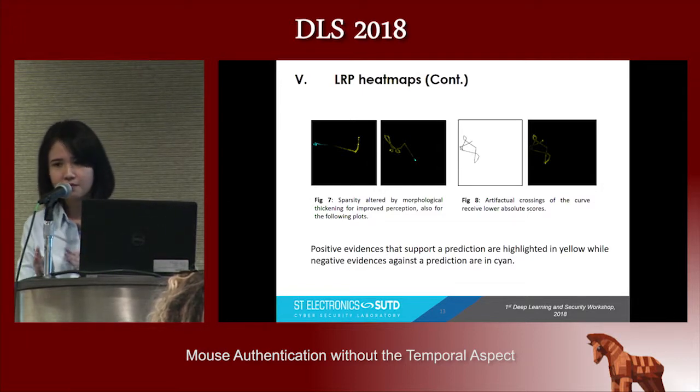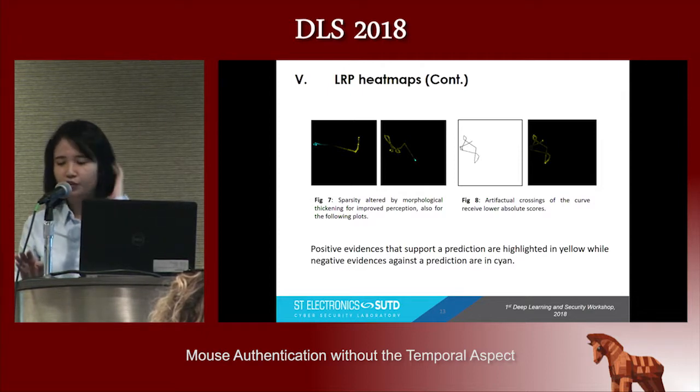From the LRP heat map in figure 8, it seems that the network actually learns to ignore long straight lines and crossings. And if you think about it, it's logical for the network to ignore long straight lines, because they are probably non-discriminative and non-informative, and this kind of information is probably not useful for the network to discriminate between users.